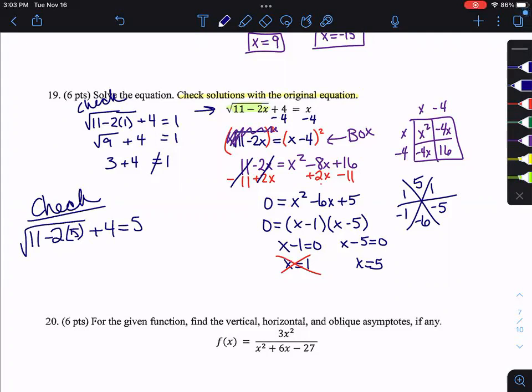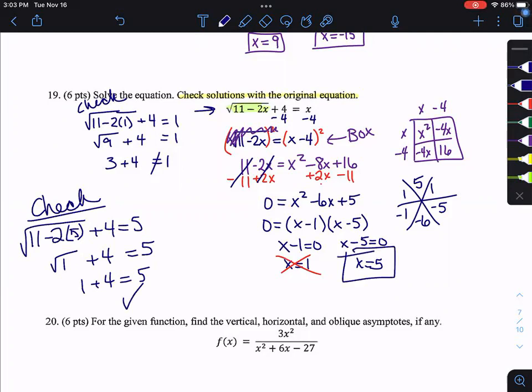So I'm going to simplify. 2 times 5 is 10. 11 minus 10 is 1. So the square root of 1 plus 4 equals 5. The square root of 1 is 1. 1 plus 4 is going to equal 5. So this answer is a solution.